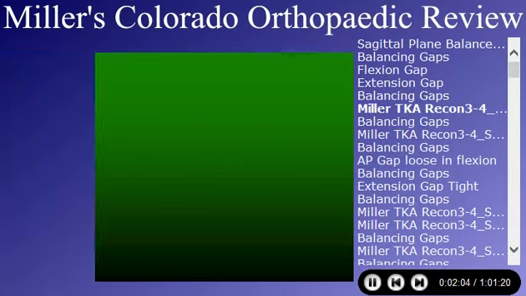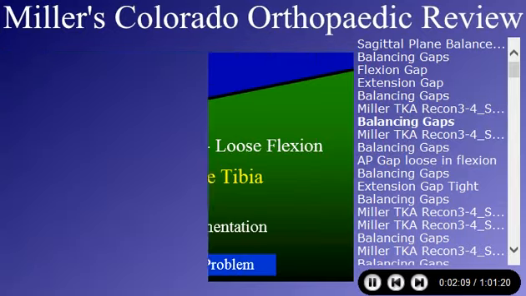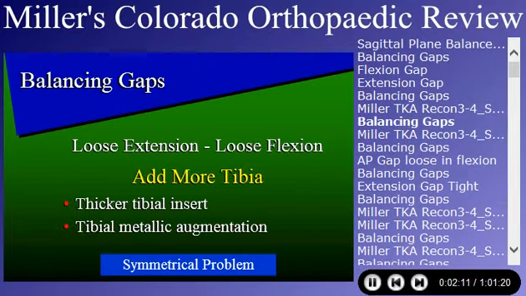Here you're loose in extension and loose in flexion. It's the opposite of what we just had. But again, I just want to emphasize the point. It is a symmetrical problem. Then you tinker with the tibia. So in this particular case, you've cut too much tibia down towards the fibular head. And what you need to do is put in a thicker tibial insert. Or if you're already up at 22 or 23 millimeters on your tibial insert, and you're really screwed up, which I've done from time to time, you put in some metallic augmentations and build it up, and then you add your tibial insert. But again, the emphasis here is a symmetrical problem. You tinker with the tibia.